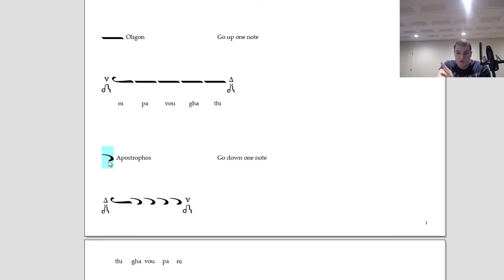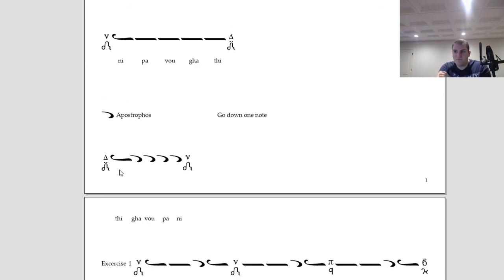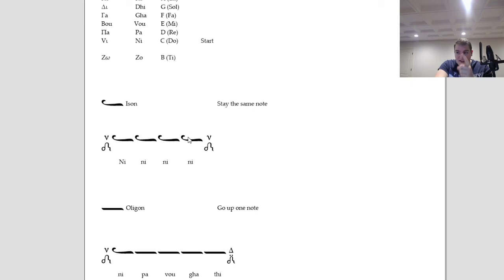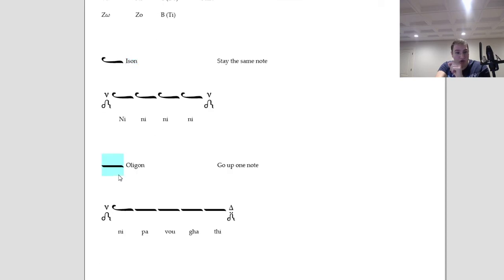This is called the Apostrophos. It tells us to go down 1 note in pitch. So, if we went ni, pa, vou, ga, di, it's going to tell us to go down 1 note. Di, ga, vou, pa, ni. So let's look here. Let's go back down one more time. So I hope you found this useful in memorizing this, and that you have learned these three characters.